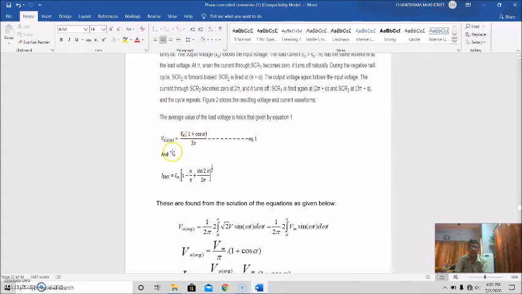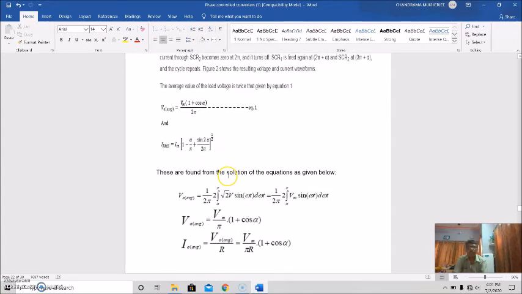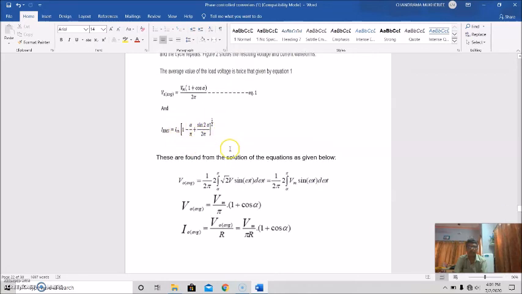So V output average is equal to Vm into 1 plus cos alpha by 2 pi, into 2. Ultimately it will be Vm by pi into 1 plus cos alpha. And the RMS value of the current will be I into 1 minus alpha by pi plus sine 2 alpha by 2 pi, whole to the power half. This is the output voltage waveform.